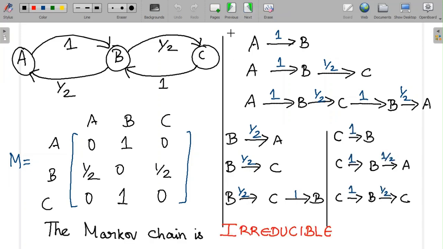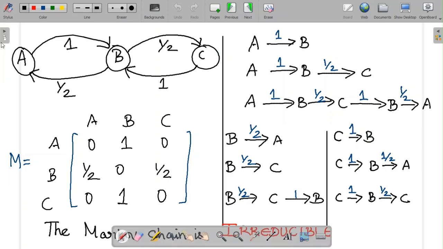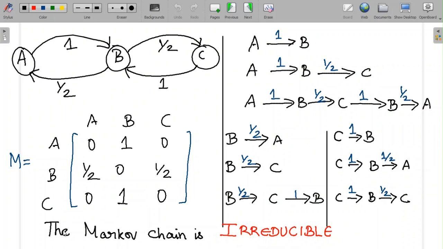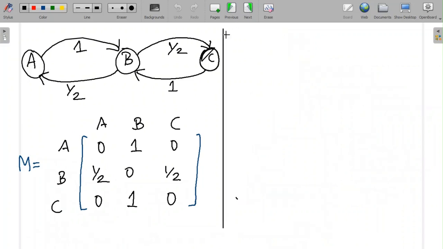Likewise, if we explore C, we see that from C I can reach B. And once I reach B, I can reach A also. And having reached B, I can also come back to C. So here we observe that from every state, we can communicate with every other state. Therefore, this entire Markov chain is in fact irreducible.